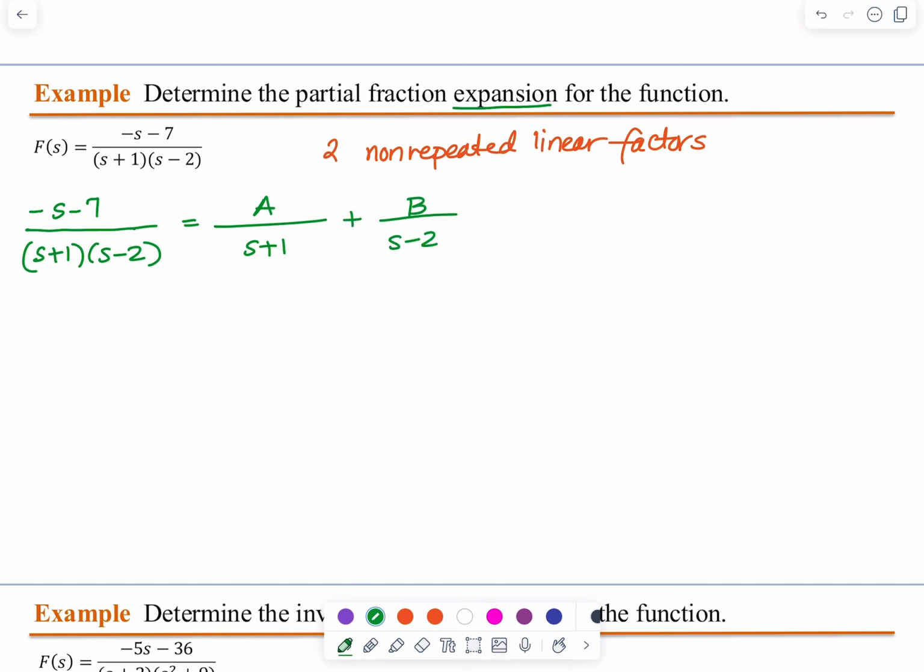That's that first form. Okay, so now multiplying the numerator and denominator by this factor, what we come up with is negative s minus 7 is equal to a times s minus 2 plus b multiplied by s plus 1. So basically, just to remind you, we had s plus 1 multiplied by s minus 2. These would cancel.